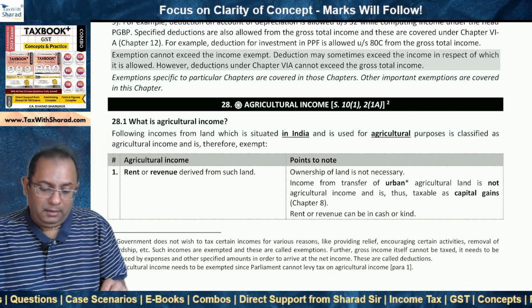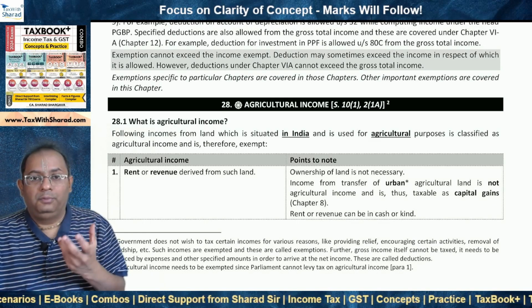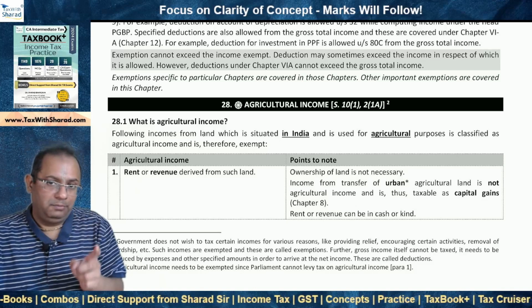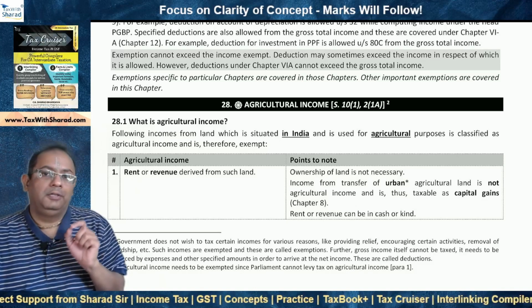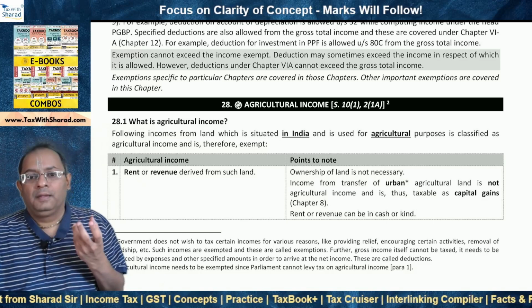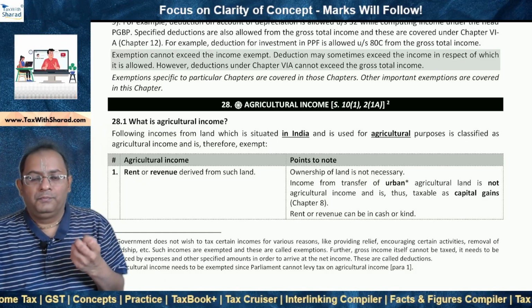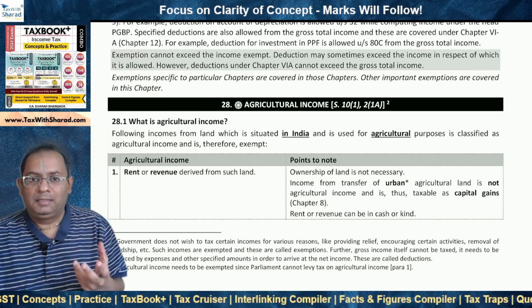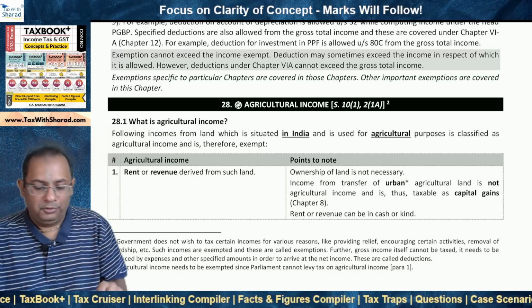In this video, you will understand the concept of composite agricultural income and how to apportion such agricultural income into exempt portion and the taxable portion. The reason why I am making this video is because certain students have shared the difficulty that they face in understanding this concept, and they also have shared that sometimes they make mistakes in apportioning the composite agricultural income into exempt and taxable portions.